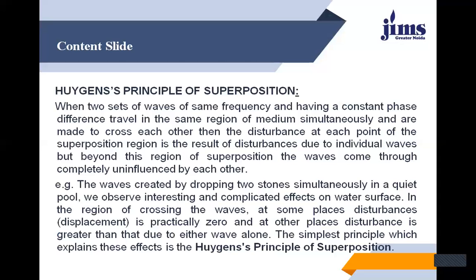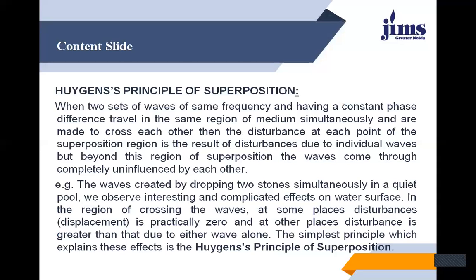It means that there are two waves which are moving in the same direction and also having the same frequency. Same frequency means same wavelength, and they also maintain a constant phase difference between them. And when these waves are made to cross each other, then you will see the disturbance at each point of the superposition region. What is the superposition region? It is nothing but a crossing region where two waves cross each other.